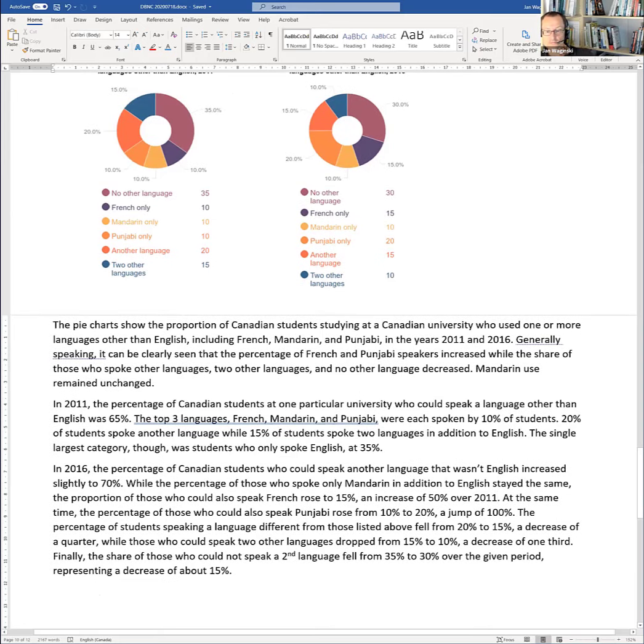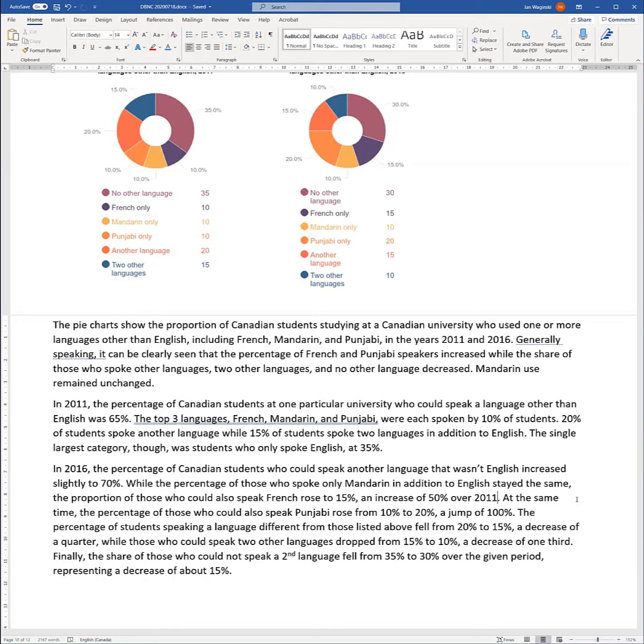Okay, go ahead. At the same time, the percentage of those who could also speak Punjabi rose from 10% to 20%, a jump of 100%. The percentage of students speaking a language different from those listed above fell from 20% to 15%, a decrease of a quarter, while those who could speak two other languages dropped from 15% to 10%, a decrease of one third. Finally, the share of those who could not speak a second language fell from 35% to 30% over the given period, representing a decrease of about 15%. Okay. Any questions?